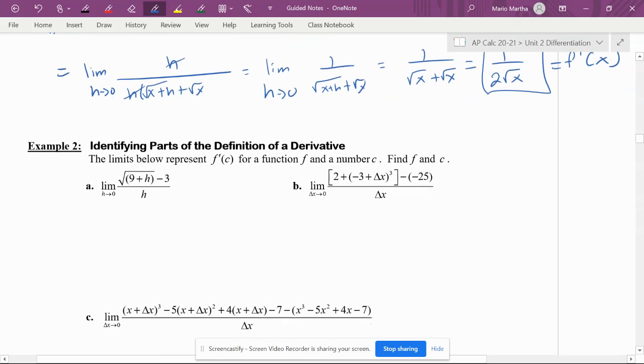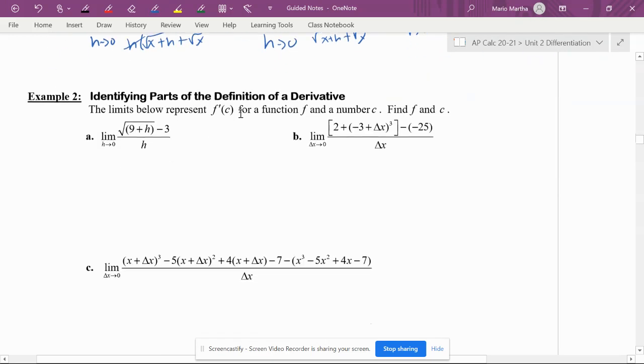So example 2, identifying the parts of the definition of a derivative. The limits below represent f prime of c for a function f and number c. Find f and c. So we're going to look at the first one right there.